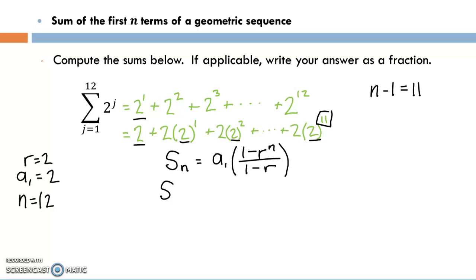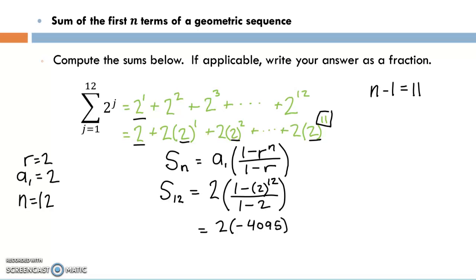So the sum of the first n terms, or the first 12 terms, is equal to a1, which is 2, times 1 minus r to the nth power, the 12th power, over 1 minus 2. After some simplifying, we get 2 times negative 4,095 divided by negative 1. So this sum of the first 12 terms is 8,190. There's one example. Let's do another one.